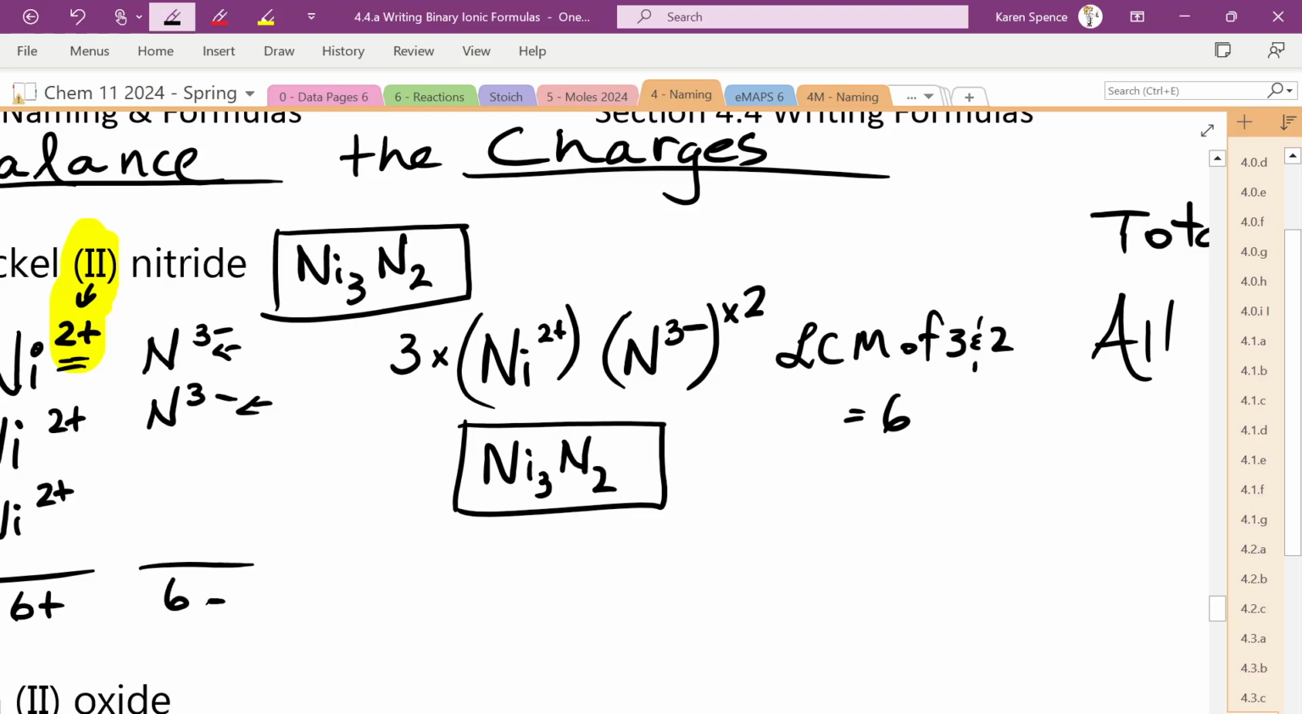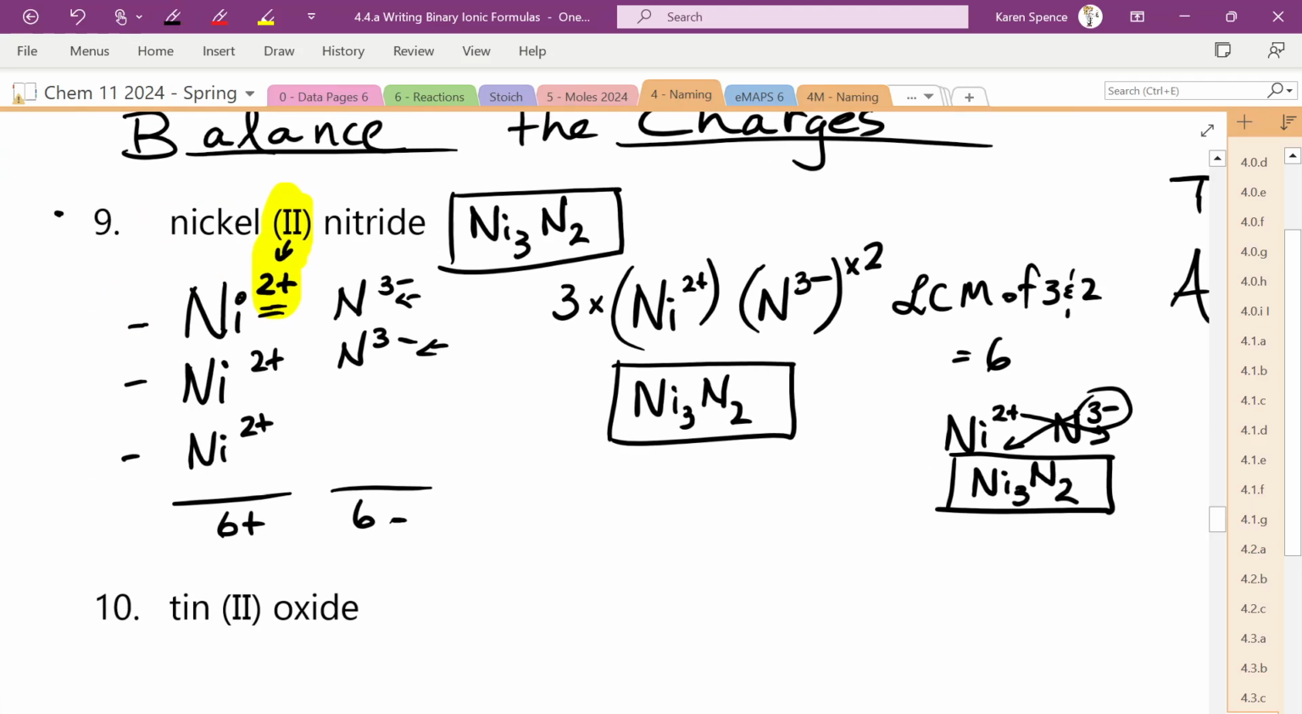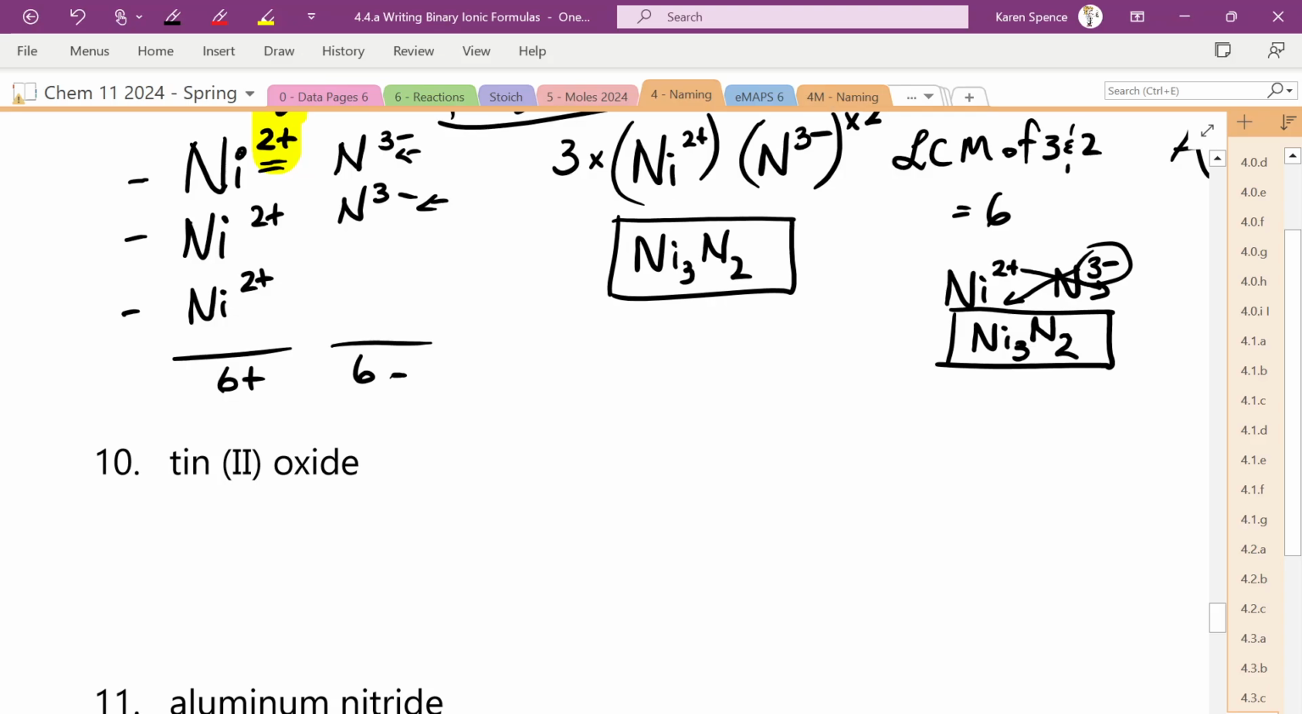Third method. Ni 2 plus, N 3 minus. You're going to take the 3 and bring it down here, so it's going to be Ni 3. N, and you crisscross this one and bring it down there, N 2. You see how you get the same answer no matter which method you use? I don't care which one you use as long as you get it right. And you might find that sometimes you like one method, but you might use another one.